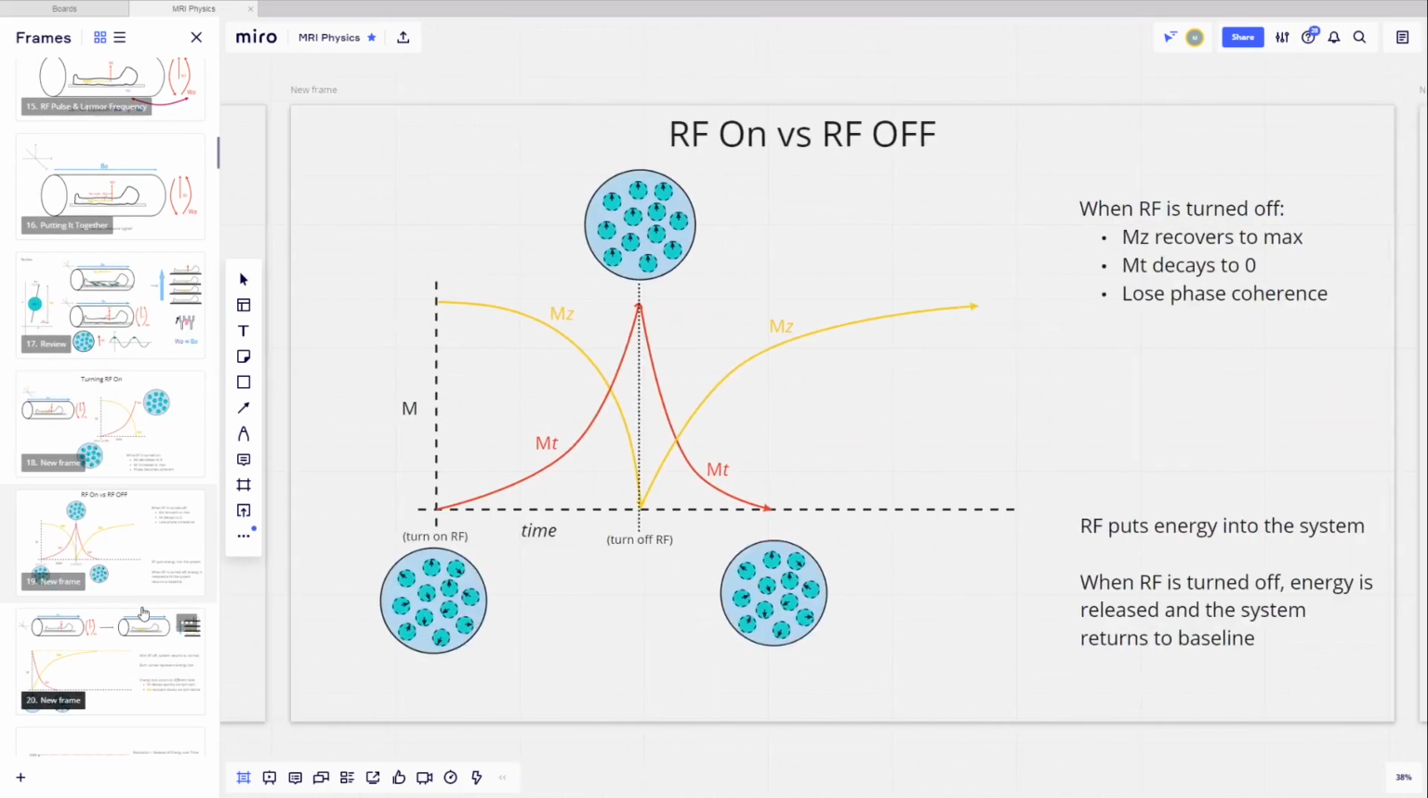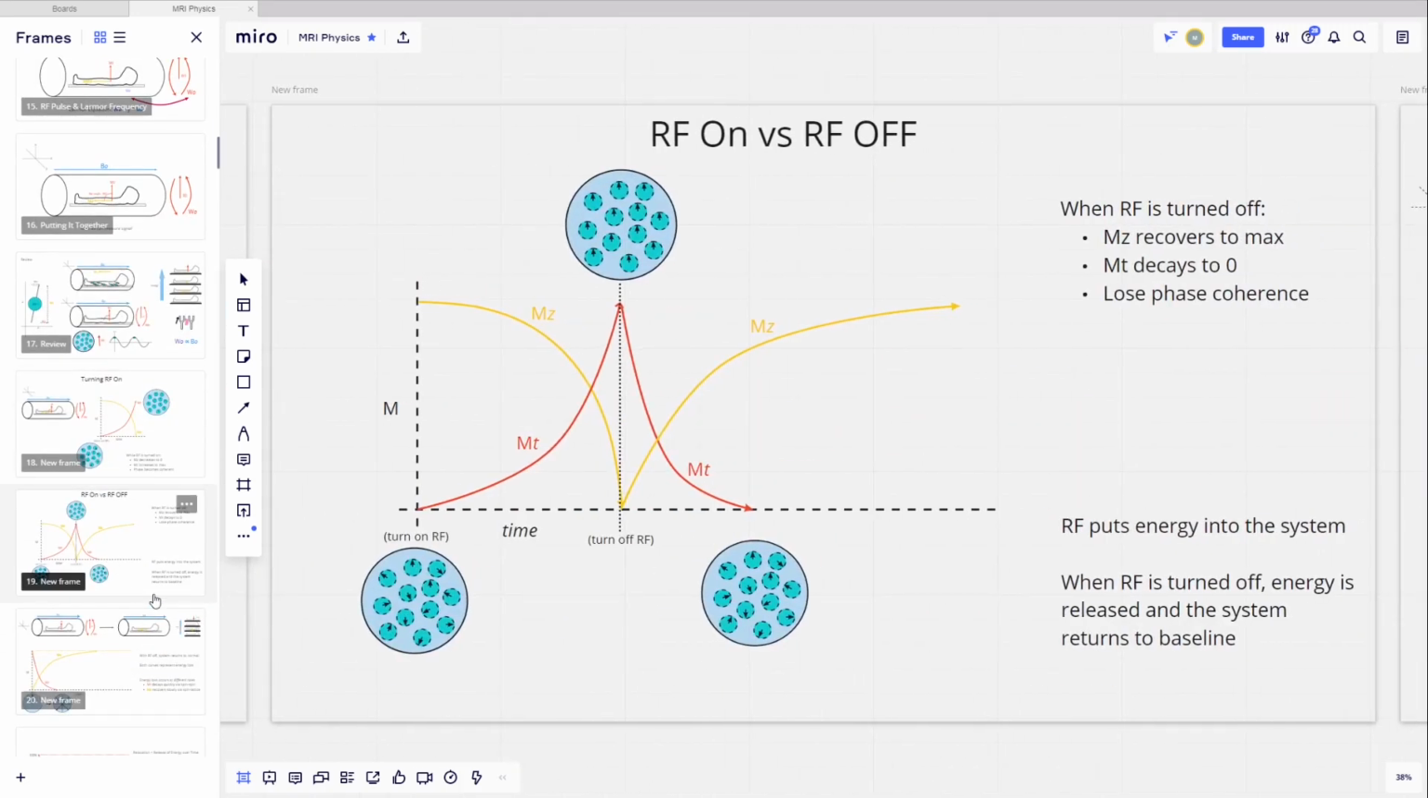Okay, so what happens when we turn the RF pulse off? So, just to take a step back, when we're acquiring these images, we're turning this RF pulse on and we're turning it off countless times. Okay, so turning the RF pulse on is our way of putting energy into the system. When we turn it off, what's going to happen? Well, it's pretty basic. Energy is going to leave the system, and it's going to return back to where it was.